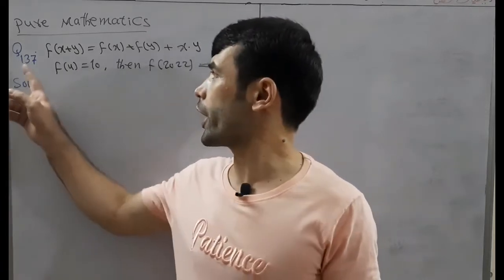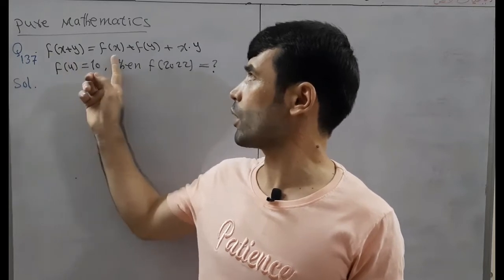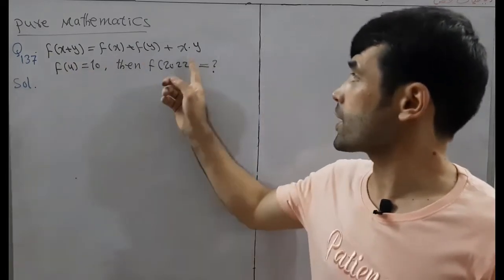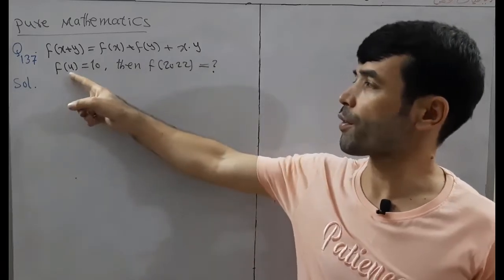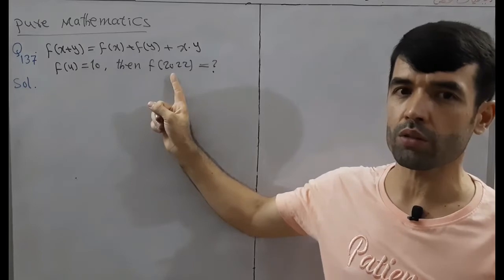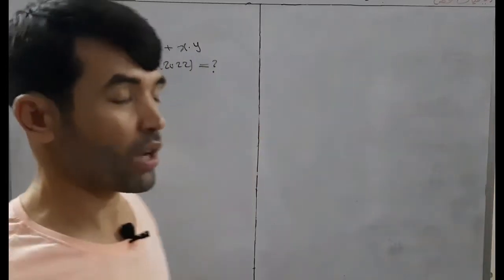It is question 137. f of x plus y is equal to f of x plus f of y plus x into y. f of 4 is equal to 10. Then find the value of f of 2022. We want to solve this question.